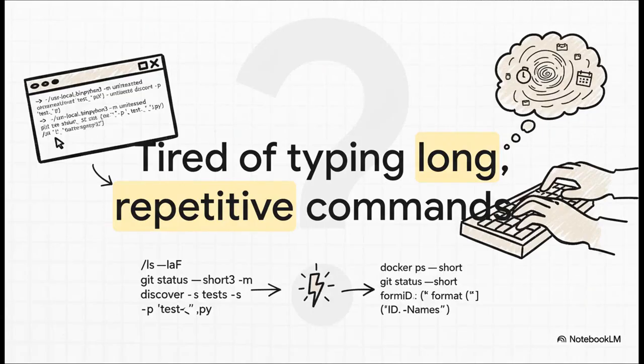I mean, seriously, think about it. How many times a day do you type out something like git status or ls with that specific set of flags you always use? It seems like a small thing, but that little bit of friction totally adds up. What if you could just replace all of that with a quick two-letter shortcut? Well, you can, and we're about to see exactly how.